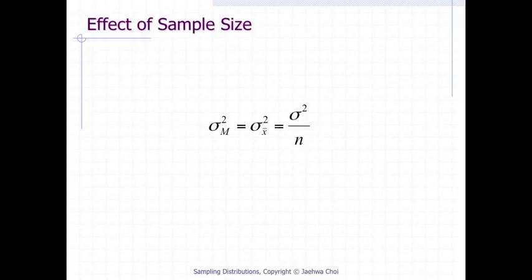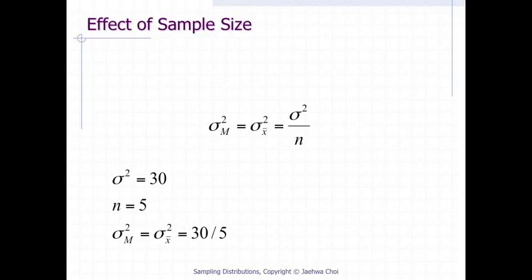As you look at the formula, notice that as the sample size gets larger, the variance of the sampling distribution gets smaller. For example, if the variance of the population were 30 and the sample size were 5, then the variance of the sampling distribution of the mean would be 6.